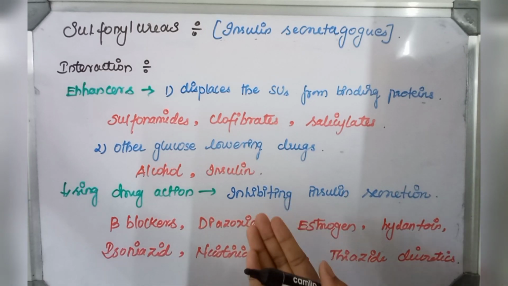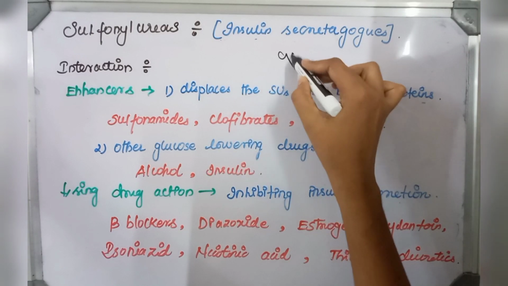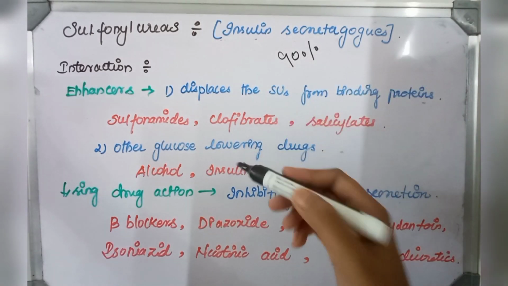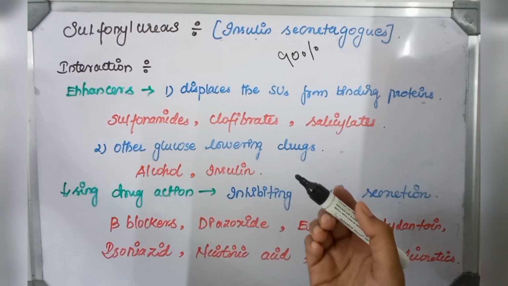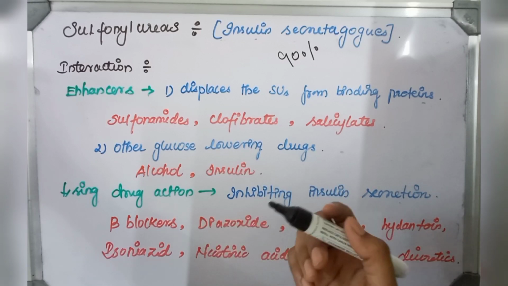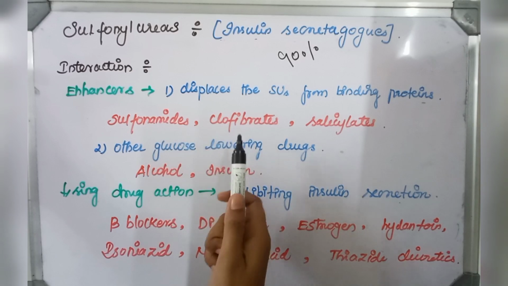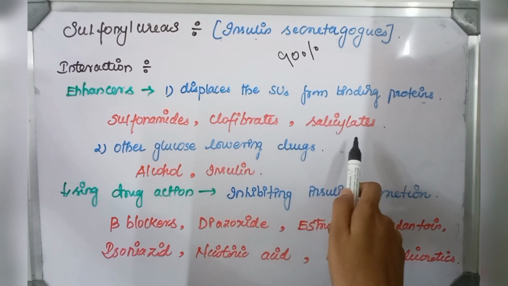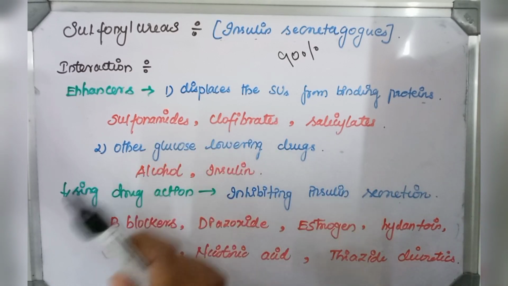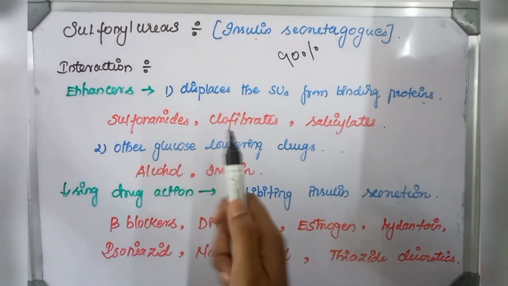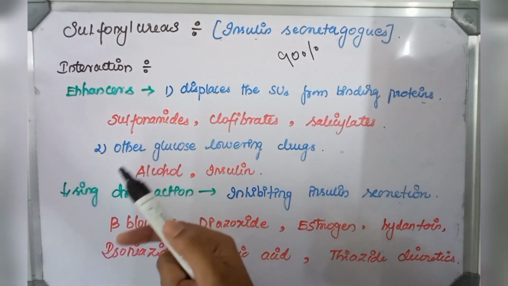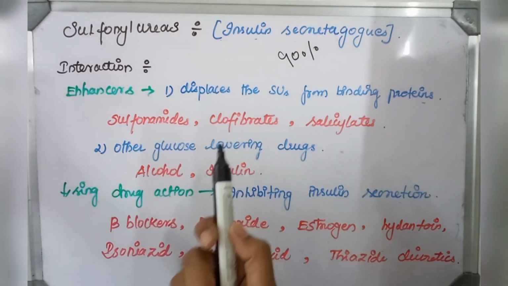Sulfonylureas have about 90% plasma protein binding. They can be displaced by other drugs, which include sulfonamides, clofibrate and salicylates. Salicylates are nothing but aspirin. Other glucose lowering agents are alcohol and insulin. These drugs enhance the action of sulfonylureas on the beta cells.